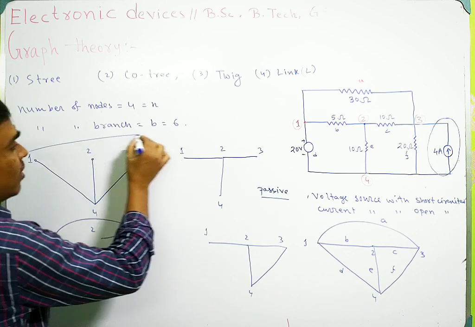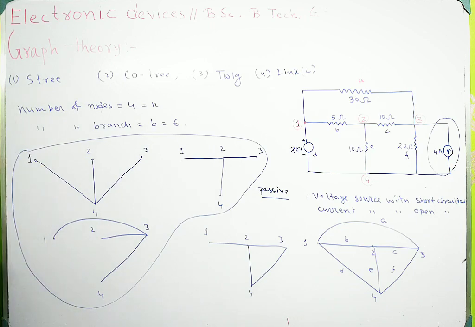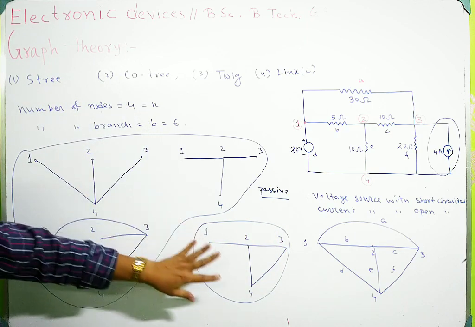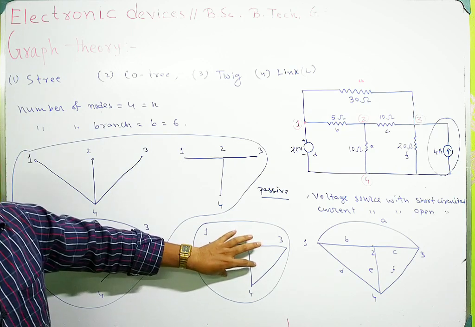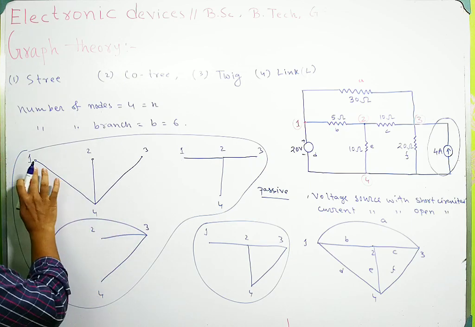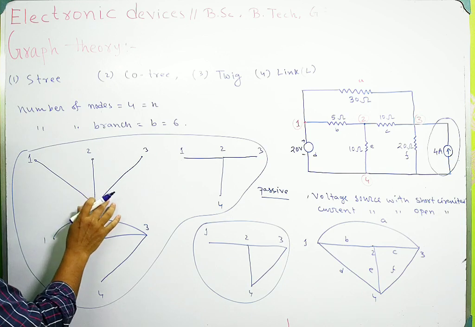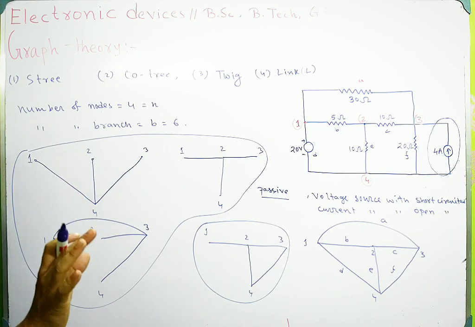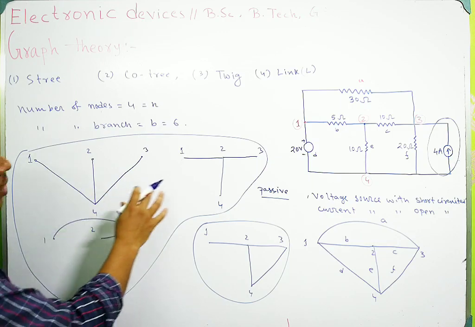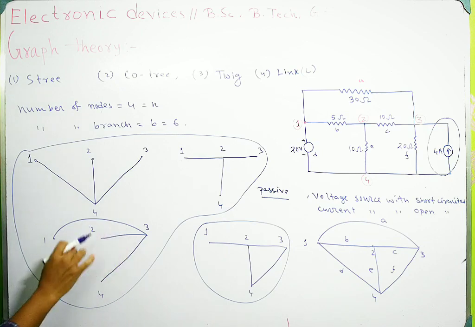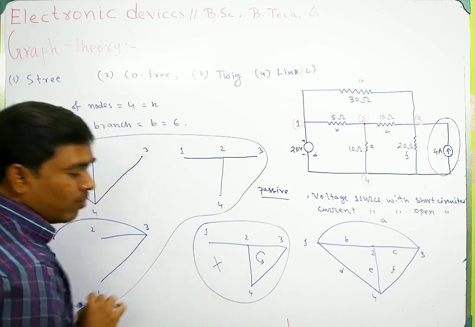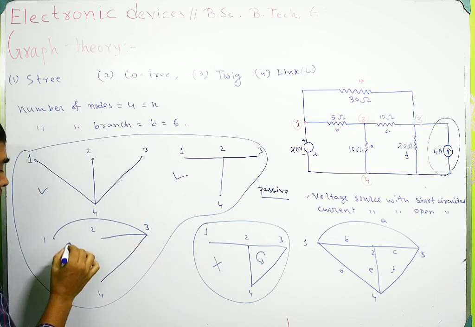In all the cases we have connected 4 nodes with some branches, but these 3 are different from this. What is the difference between these pictures? Here the 4 nodes are connected using the minimum number of branches without making a loop. So in this case, a loop is not made. Here there is a loop, there is no loop. In this case, there is no loop. In this case, there is a loop. So this is not a tree, but this is a tree, this is also a tree, this is also a tree.